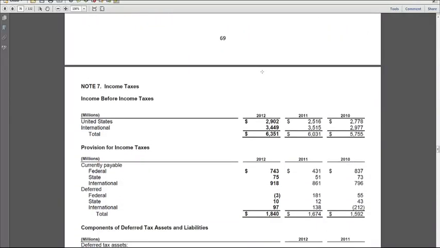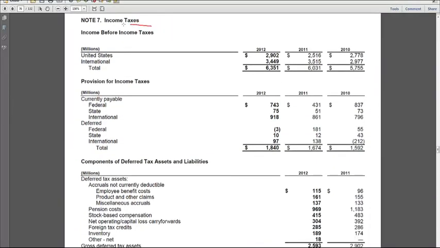If we slide down to page 70, here's the big enchilada, note 7, income taxes. So the top part of the note is income before taxes. So this is the pre-tax income, US versus international. Wow. Looks like 3M is making most of their income internationally. Huh, that's cool. Good job, 3M.